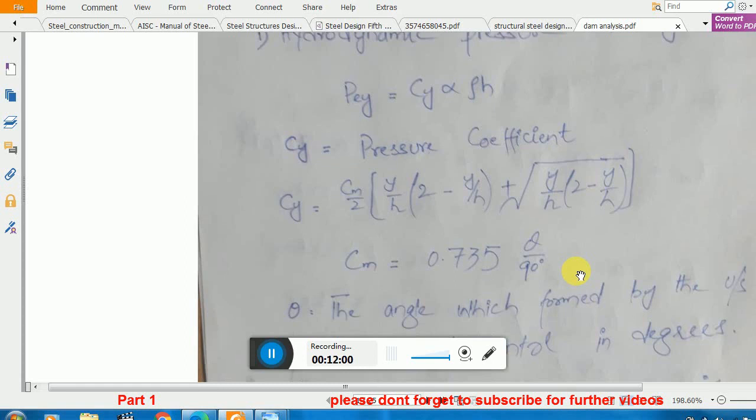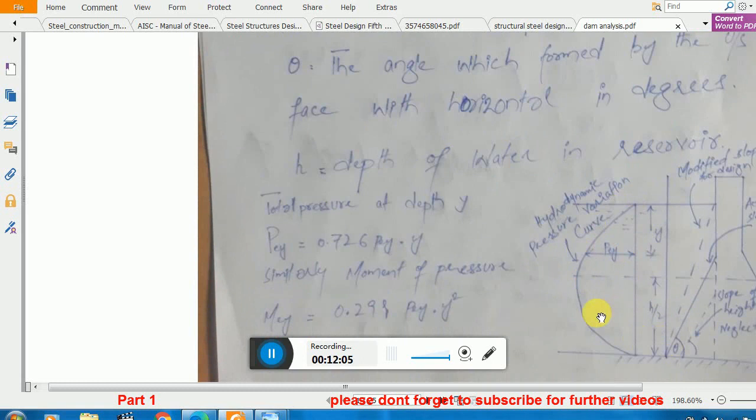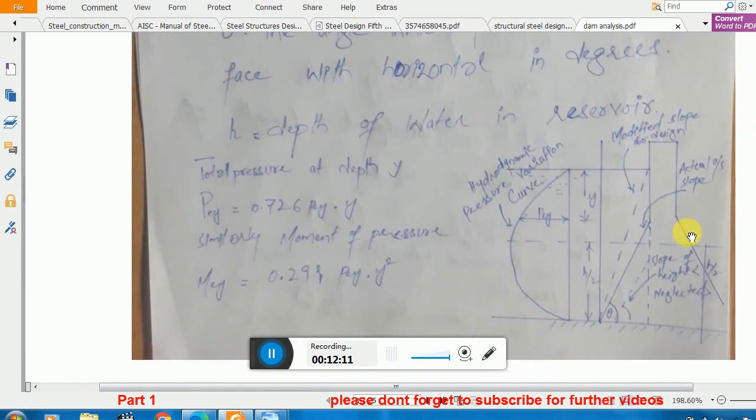Next is the same thing I mentioned here, okay? And this is the hydrodynamic pressure distribution you see here. Here is something very important I want to show you. Remember, this is a dam structure, and this is theta. We don't consider this slope if the inclined surface you see here is below this dotted line, the half height. So we don't consider that theta. But if this inclined surface reaches half height, or sometimes more, then we must calculate that theta, remember.